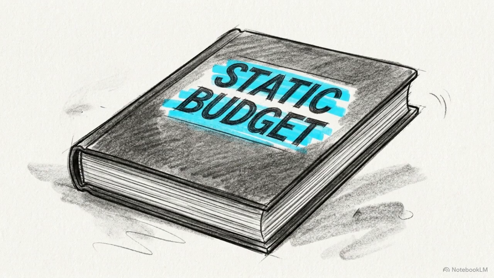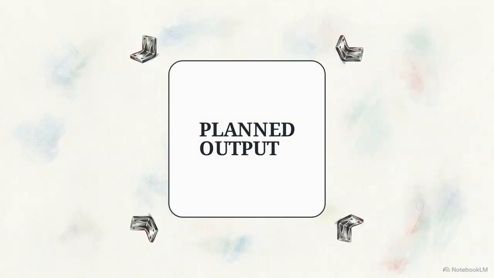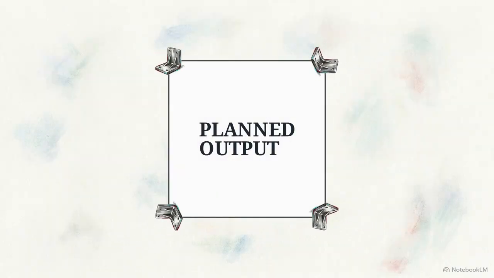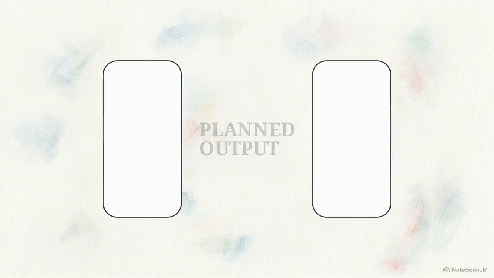A static budget is a rigid financial plan prepared before a budget period even begins. It is built on a single assumption, one specific level of planned activity or output for the upcoming period. To construct it, management relies on two foundational inputs: standard quantity and standard price.